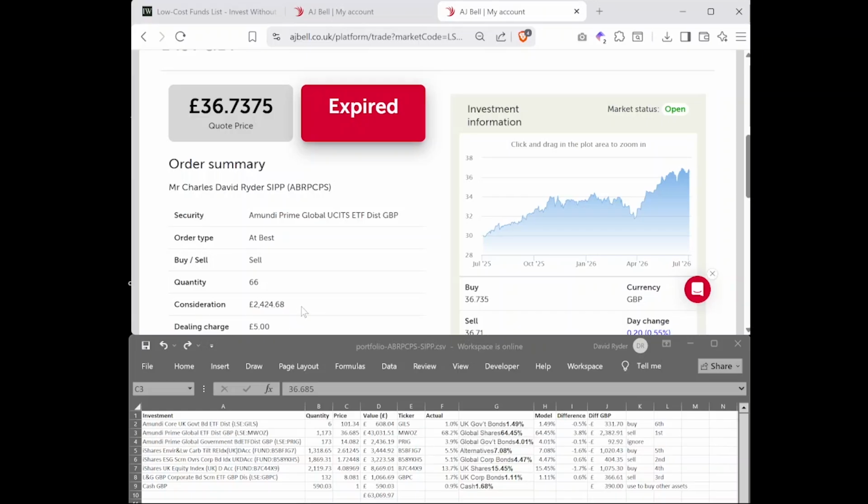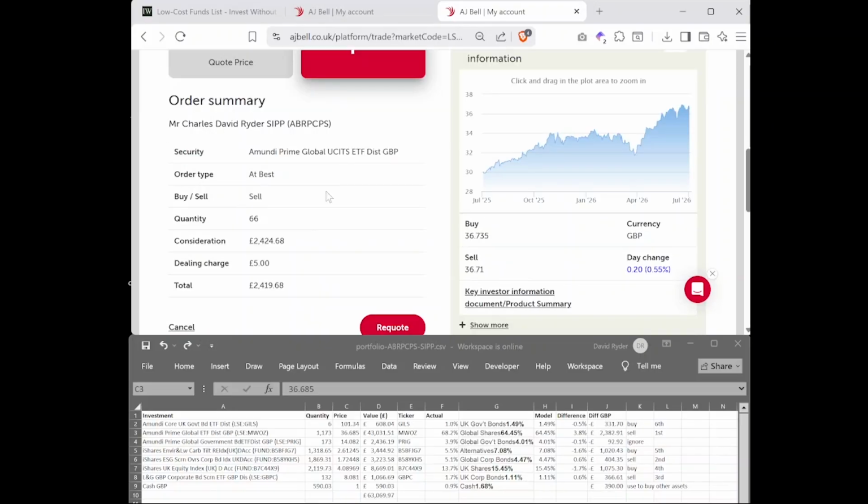£2,424, a dealing charge of £5, but that is the closest amount. So it's gone slightly over because each unit is £36. You can't buy part of a unit or sell part of a unit. That's fine. So I'm selling slightly more. The amount is near as damn it about right. So I'll just do that again.